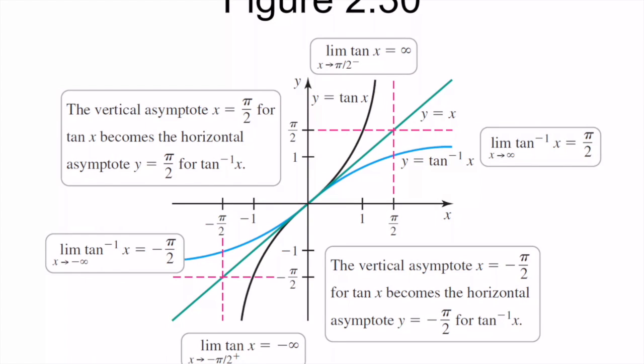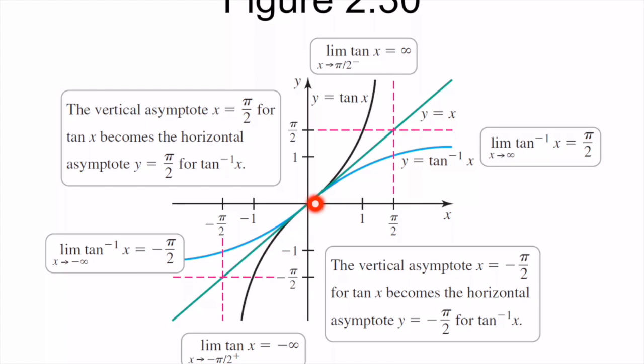This graph is looking at the two functions of tangent of x and also the inverse tangent, or the arctangent function. As you see here, the limit as x approaches infinity of the arctangent function is pi halves, and the limit as x approaches negative infinity of the arctangent function is negative pi halves. Looking at the blue graph through here.